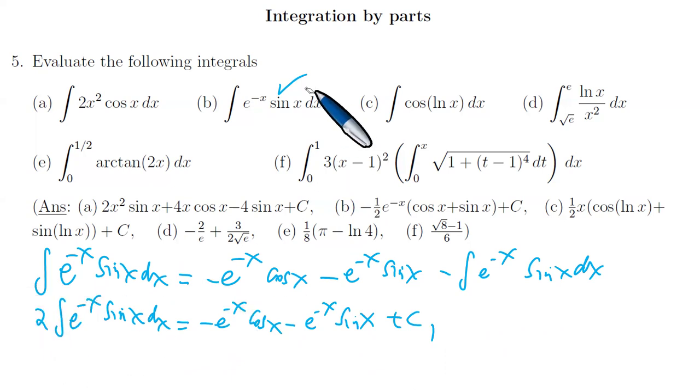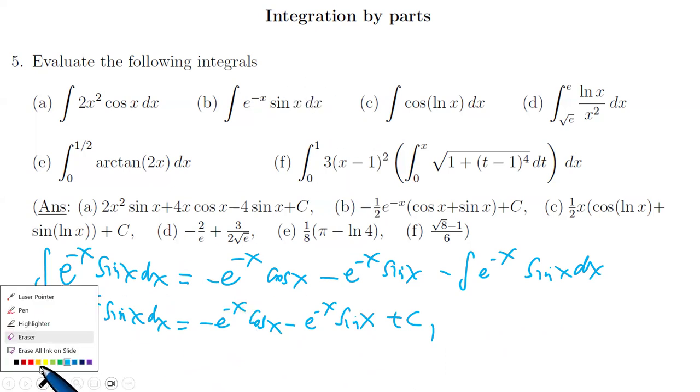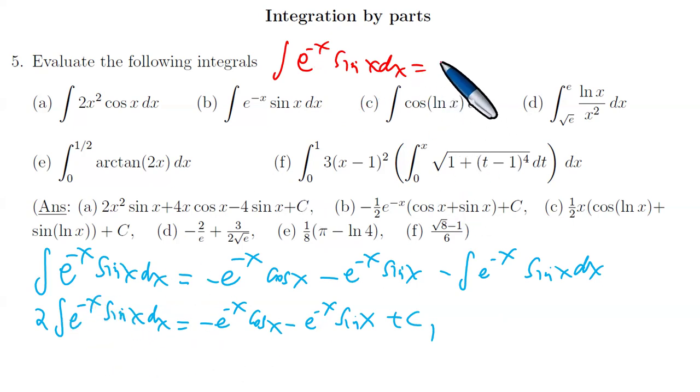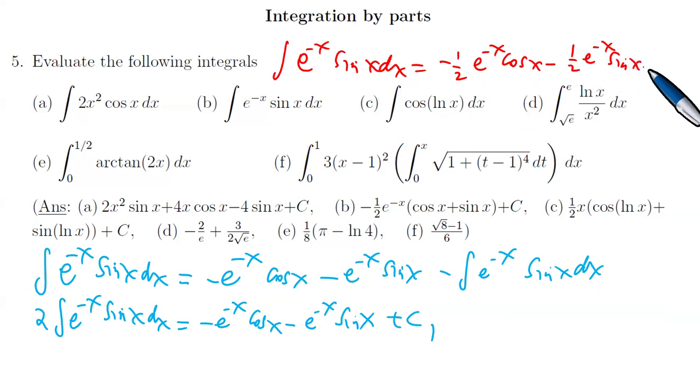Plus C1, arbitrary constant of integration. Divide both left and right by 2, getting exactly the integral of e to the minus x sine x dx. Divide by 2: e to the minus x cosine x, e to the minus x sine x, plus c.